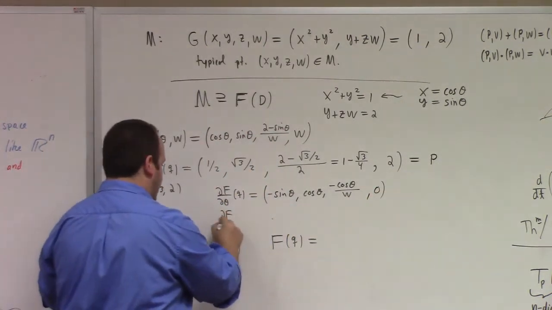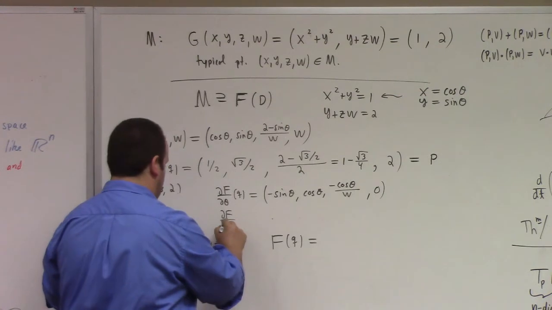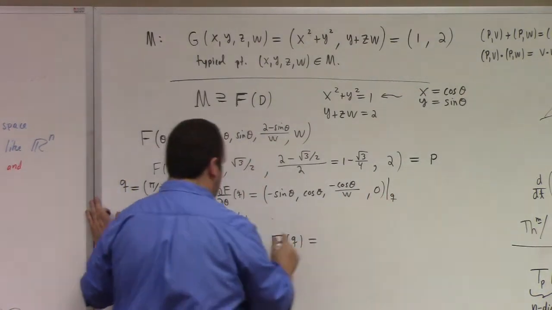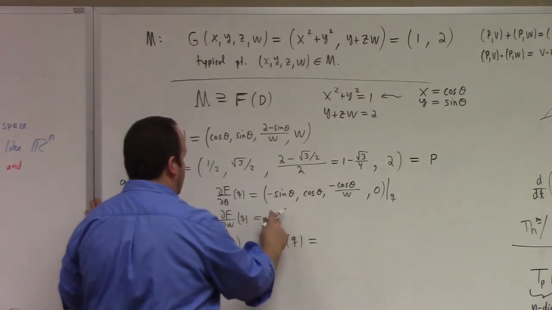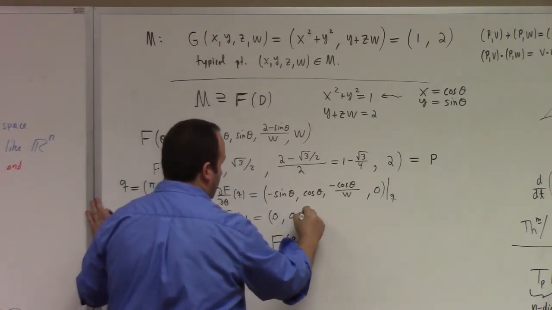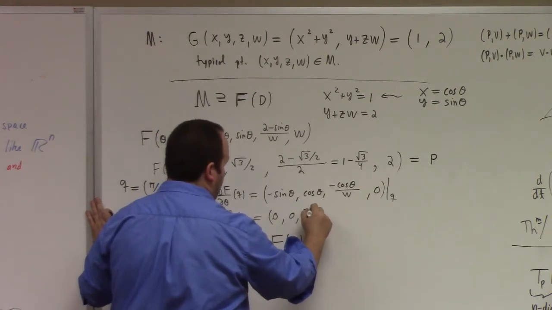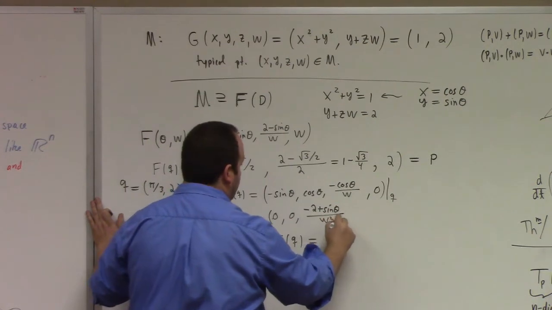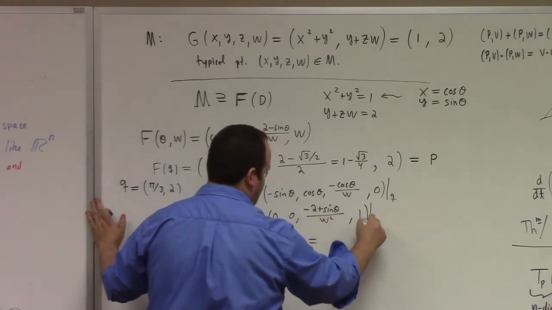And let's see here, partial f, partial w, right? At the point q, and we still have to evaluate that at q. Partial f, partial w is what? It's 0, 0. Looks like minus 2 plus sine theta over w squared and 1. Still have to plug in the point q.